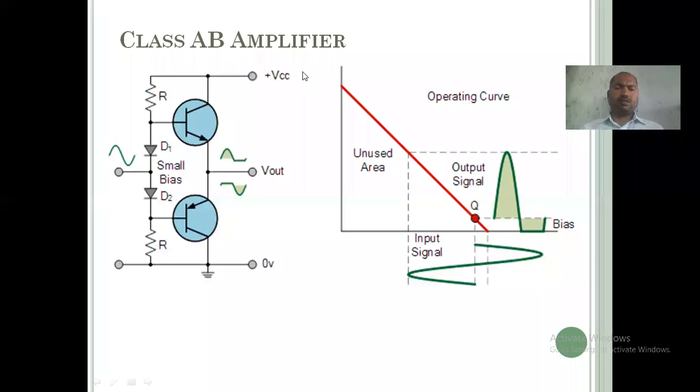So class AB type of amplifier indicates that during the period of two half cycles, that is the positive as well as the negative half cycle, it is working like a class B type of amplifier, but we are applying some bias voltage. This voltage indicates a continuous voltage through this diode, right?